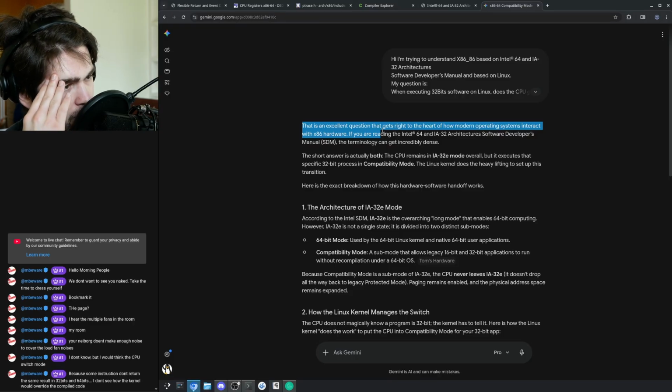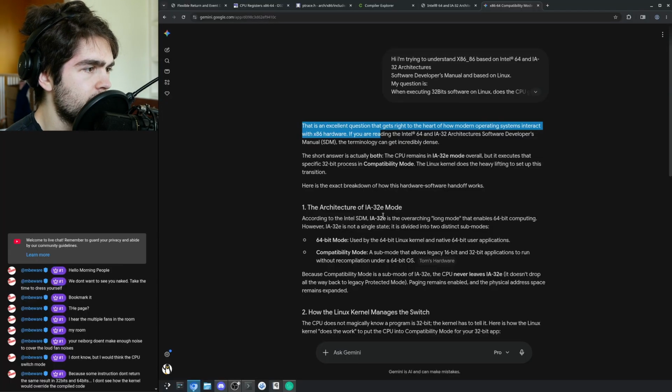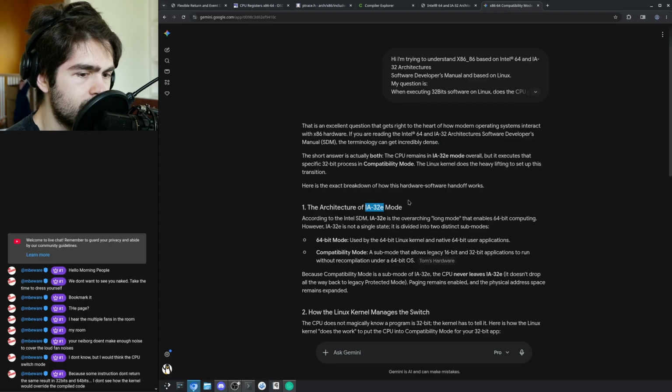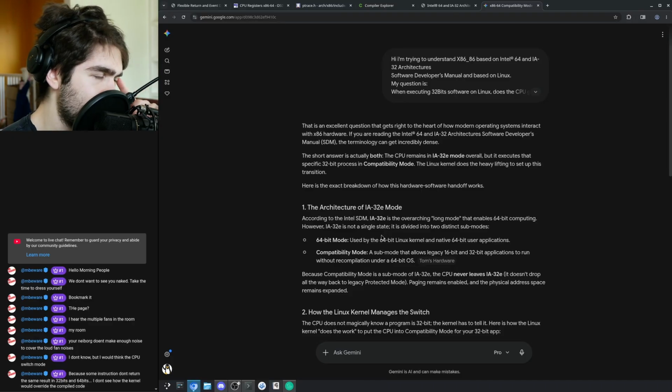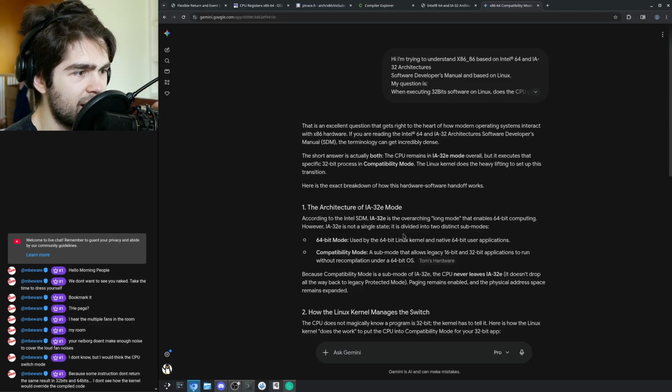Yeah, that's where I was going to. Okay. In IA32E mode, but overall, it executes that specific 32-bit process in compatibility mode. Because compatibility mode here means two things. There's compatibility mode within IA32E, and there's the one outside of IA32E, which doesn't help in making things clear.